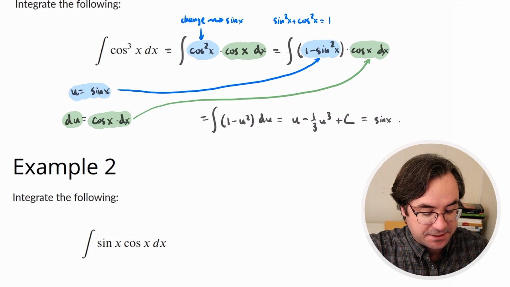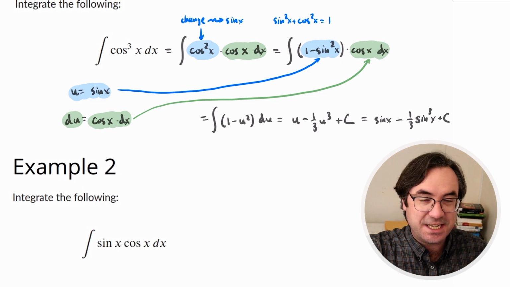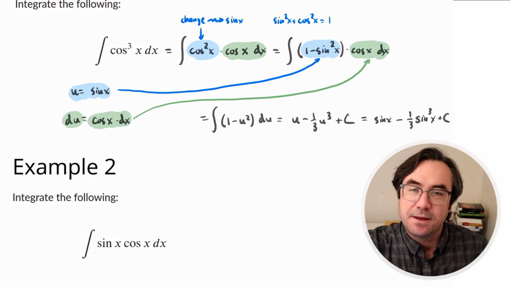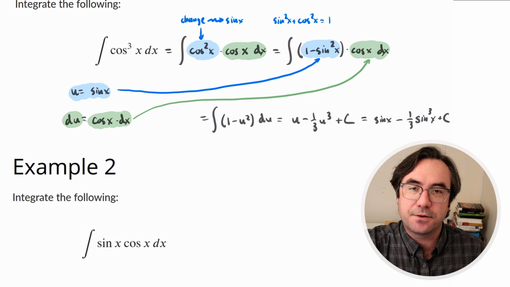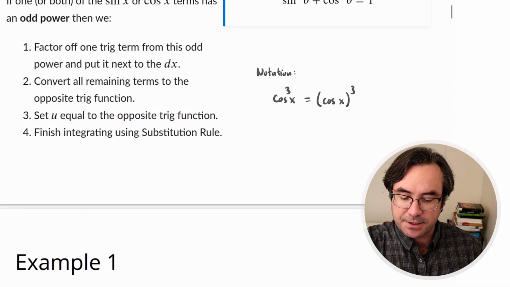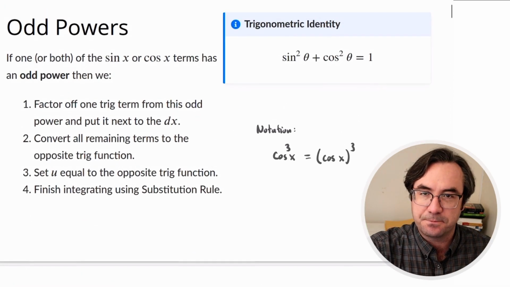So we get sine x minus 1/3 sine of x cubed with our plus c at the end. Okay, so that's the idea. Let's try another example. But before we do, let's go back to our strategy here.